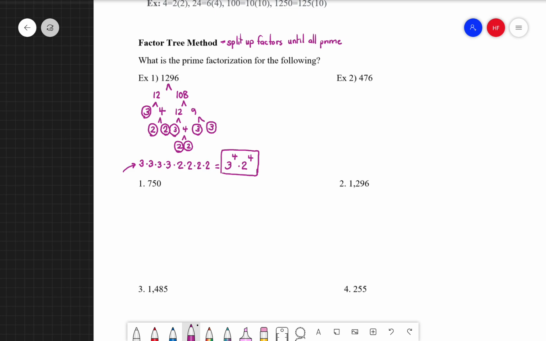Then on our second example, we've got 476. Let's see what numbers 476 is divided by. Let's do 2. So it's going to be 2 times 238. I know that 2 is a prime number, so I'm done on this left side. But obviously 238 is not a prime number. So let's divide that by 2. 2 is a prime number. 119, I'm going to assume that it's not a prime number.